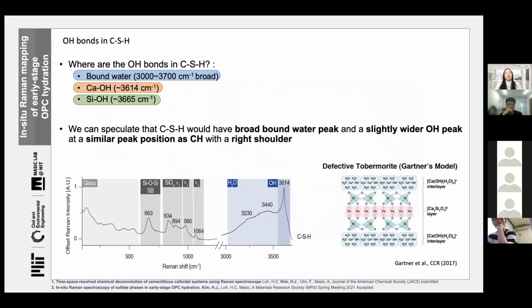C-S-H spectra has 3 different OH bonds, which are bound water, CaOH, and SiOH. We can speculate that C-S-H would have a broad bound water peak and a slightly wider OH peak at a similar peak position as CH with a right shoulder. And researchers have suggested many C-S-H models, and our Raman spectrum supports Gartner's C-S-H model.